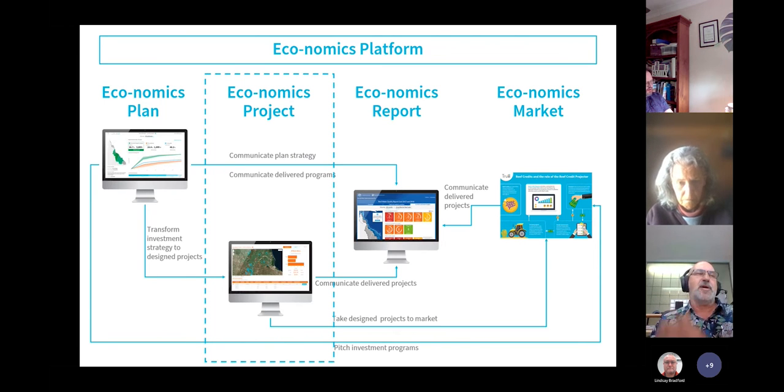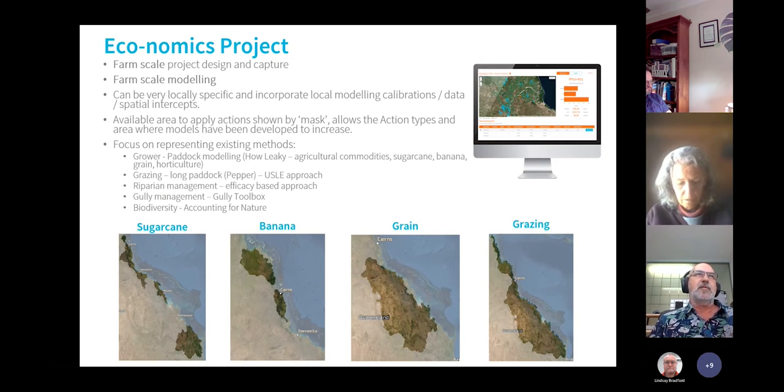And then the second part of our work is Eco-nomics Project, and both Eco-nomics Plan and Eco-nomics Project matter in today's discussion because they both deal with the collective actions. Eco-nomics Project is a farm scale modelling application, effectively trying to generate the kind of functionality we've got in an application called P2R Projector that works in the reef space. In this case, we can be as specific and locally relevant as need be, to represent that farm or project scale modelling.